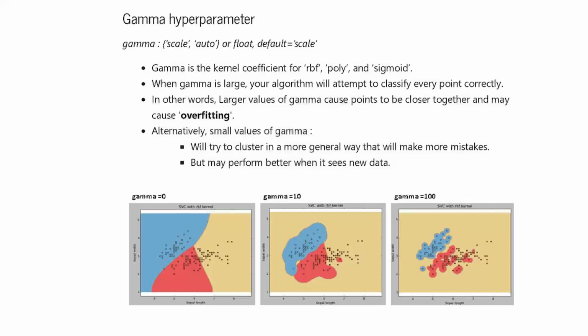The gamma hyperparameter of the RBF kernel controls the distance of influence of a single training point. Low values of gamma indicate a large similarity radius, which results in more points being grouped together. For high values of gamma, the points need to be very close to each other in order to be considered in the same group. Therefore, models with very large gamma values tend to overfit. The following visualization explains the concept better.